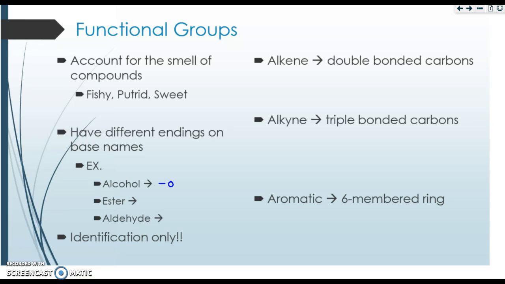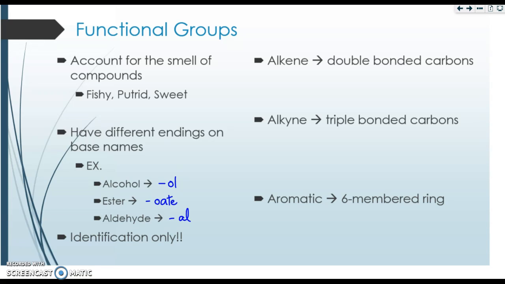So for alcohol, the ending would change to OL instead of ANE. For an ester, the ending would change to OATE. For an aldehyde, the ending changes to AL. Okay, there's plenty more. Good news for you, you don't have to know the endings, you just have to be able to identify the different functional groups. There are a total of 12, I believe. So let's go through them.